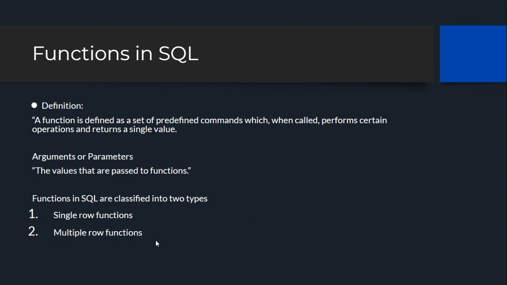Functions in SQL. A function is defined as a set of predefined commands which, when called, perform certain operations and return a single value. Arguments or parameters are the values that are passed to the functions. Functions in SQL are classified into two types: single row functions and multiple row functions.